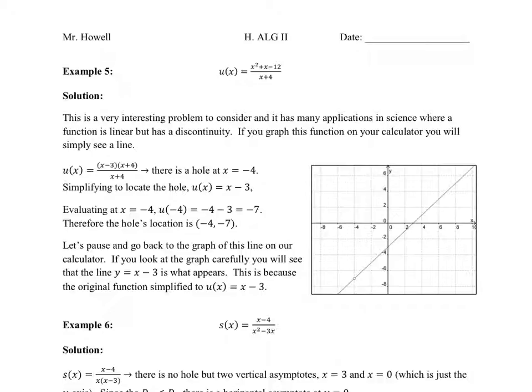Whatever causes the denominator to be 0 is a vertical asymptote, unless it cancels with the numerator. So nothing cancels here because there are 2 vertical asymptotes.